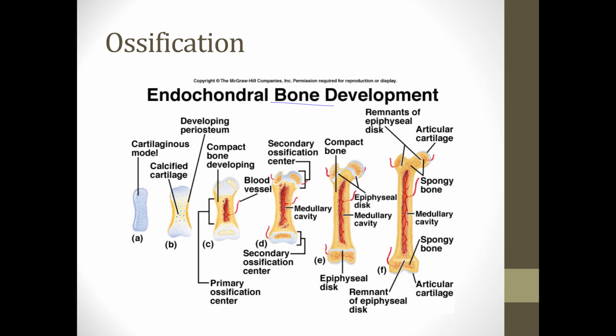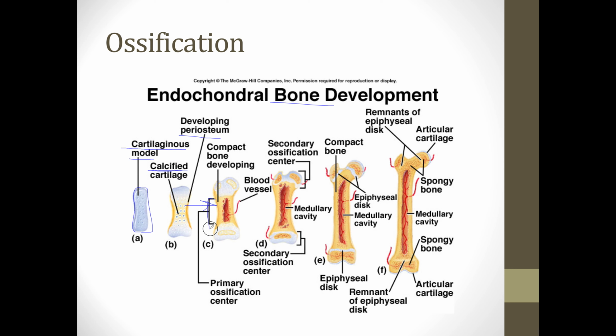Bones begin as cartilage, so a cartilaginous model, which eventually starts to harden because it takes on calcium crystals. So this initial cartilage matrix starts to get filled in with some calcium crystals so that it can start to turn into the variety of different layers we have in our mature bones, like the periosteum. Eventually, this becomes more and more compact so that we have hardened bone.